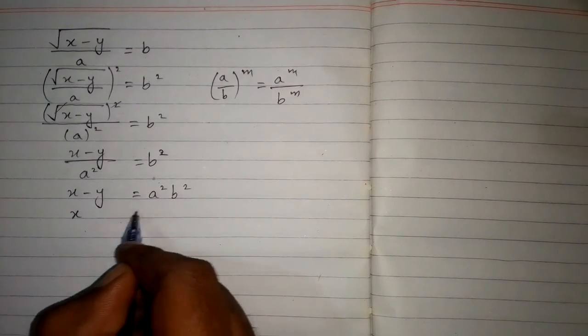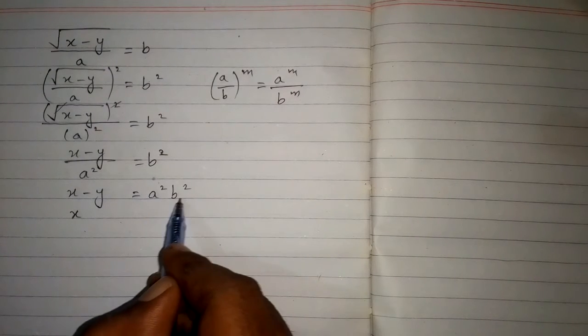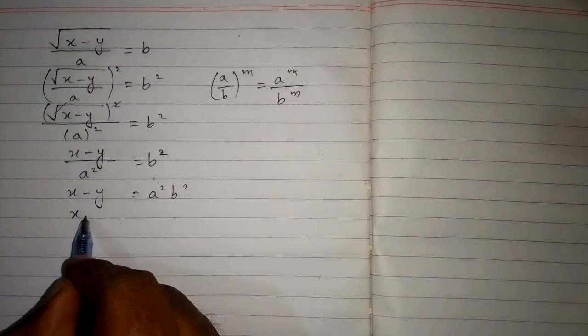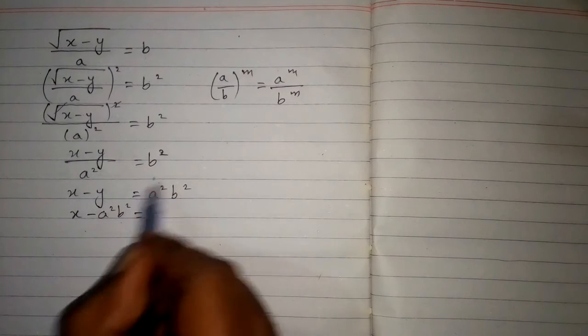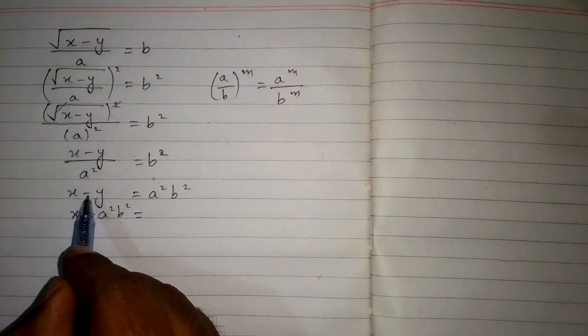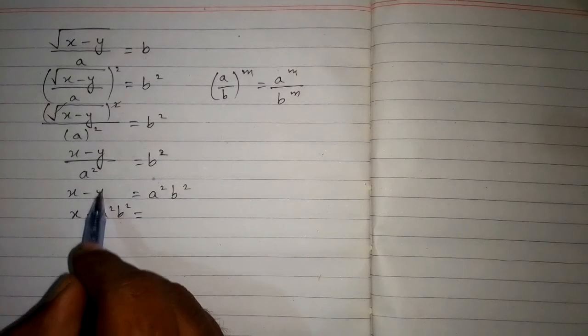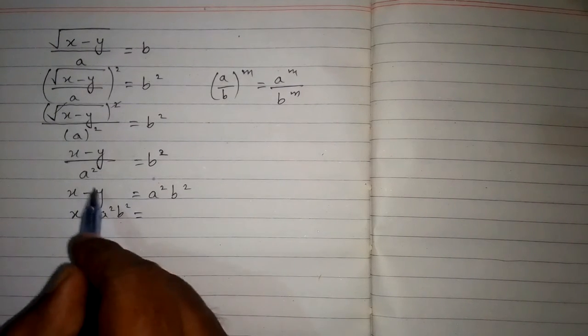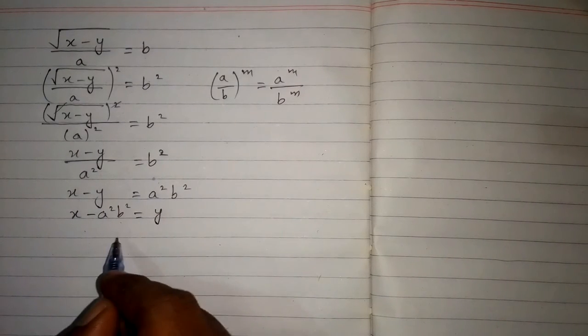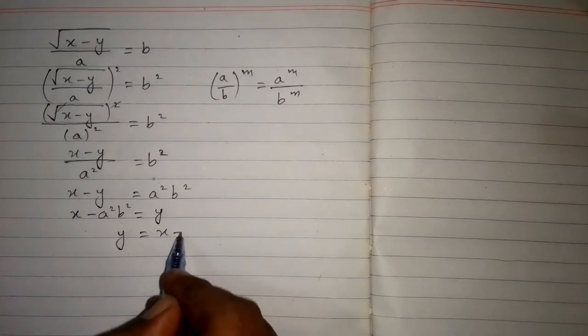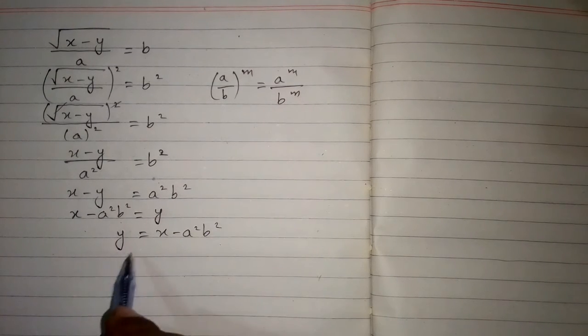Now we can take this whole a square b square to the other side. So we have minus a square b square, because this thing is positive, and minus y, we can take minus y to the other side. So this minus y will become plus y, or simply y. Or we can write y is equal to x minus a square b square. So y is now the subject of the formula.